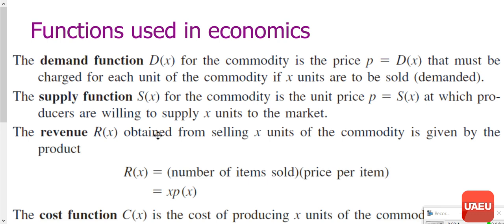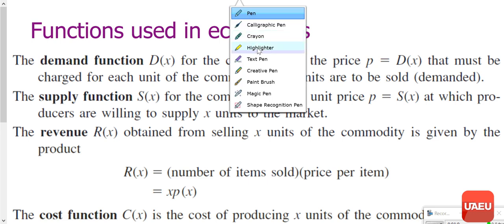The revenue R of x obtained from selling x units of the commodity is given by the product R equal to the number of items sold multiplied by the price per item. I think I need to explain the first two. The first two are price functions, clearly.